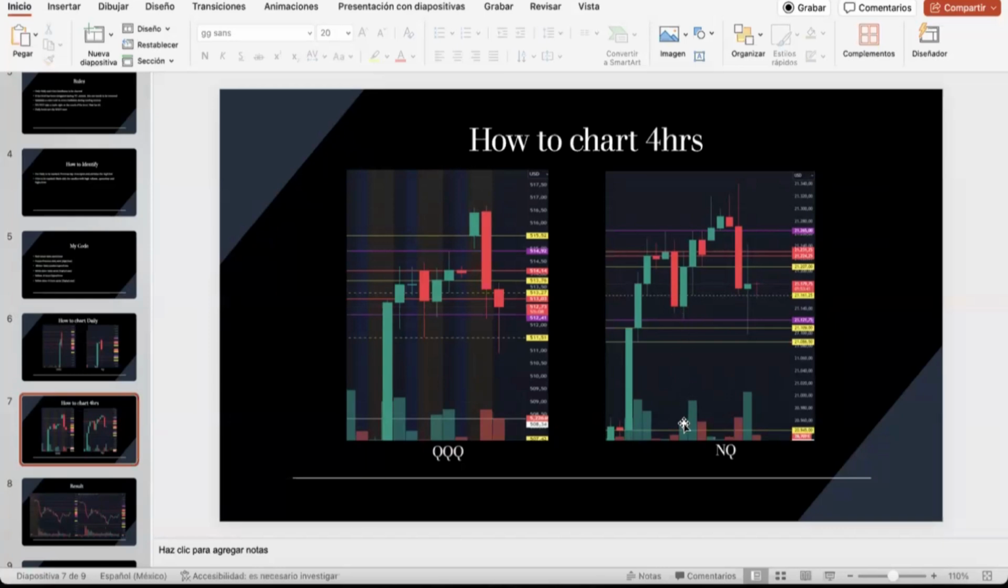So why didn't I chart this part here? Because you see, the volume for me was small volume. Before, I used to chart every candle, but I stopped doing that.